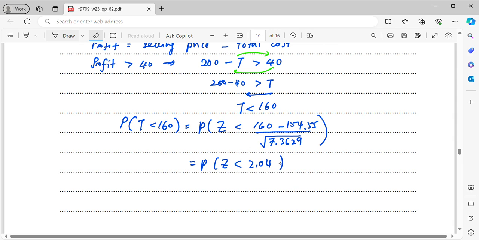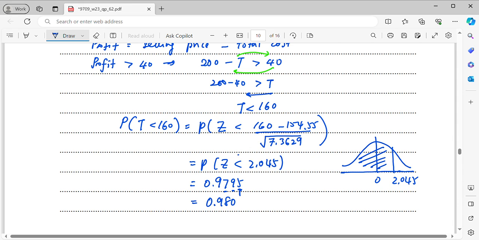Then now when you just sketch a graph, here is 2.045 and this is less than, therefore the region towards the left side. Then from here just read directly from the normal table, you will be getting 0.9795, and now I round to 3 significant figures. Since the last digit is 5, we round up, so 0.9795 becomes 0.980. So that's the probability for this question.